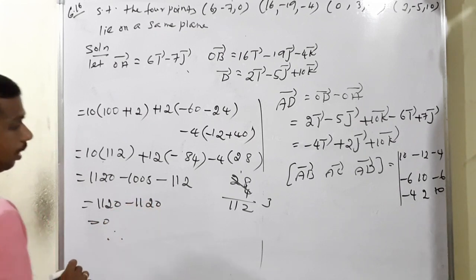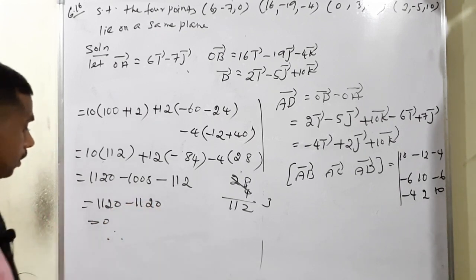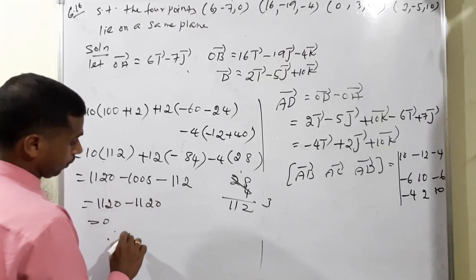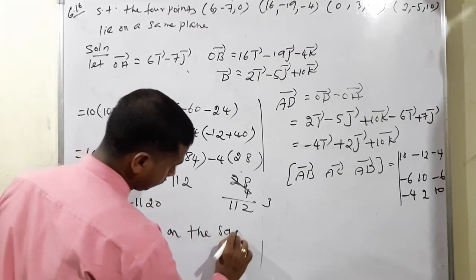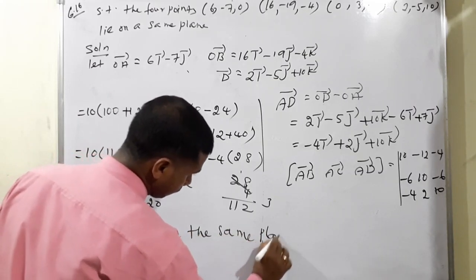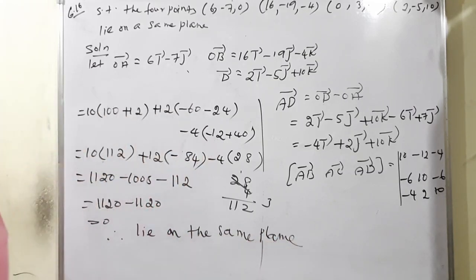Therefore we can write AB, AC, AD lie on the same plane. So this is an important 5 mark question. Okay, I will continue with the next example.